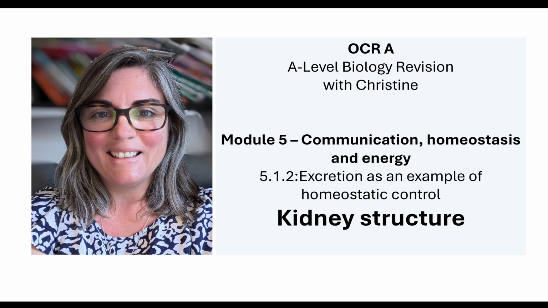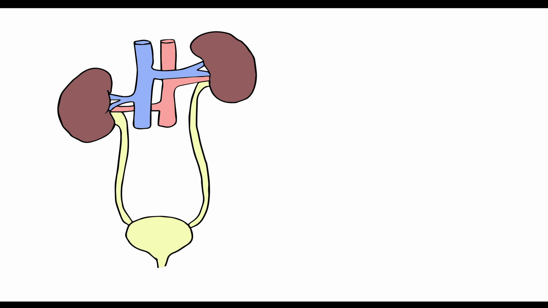So today's lesson I want to look at Module 5, 5.1.2, excretion as an example of homeostatic control. And we're going to start with the kidney structure. So you should know that you have got two kidneys inside your body.